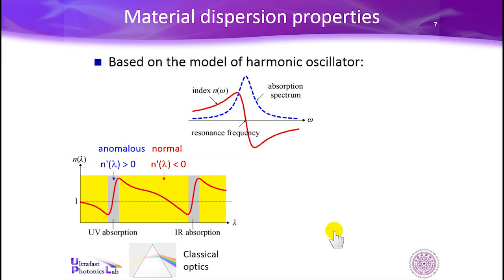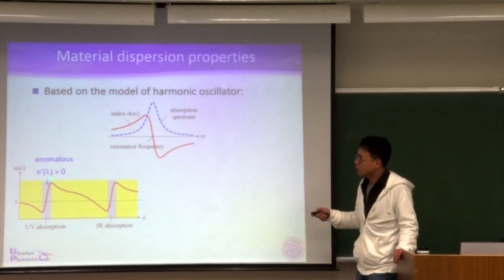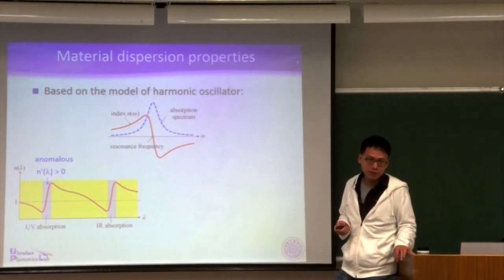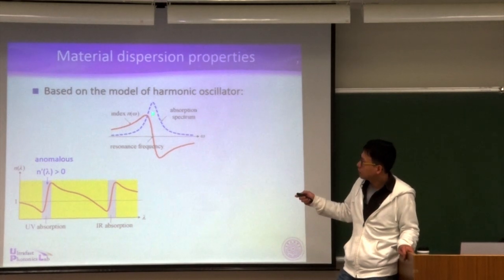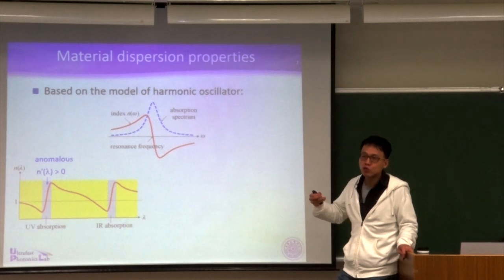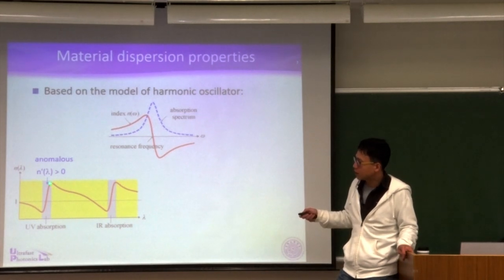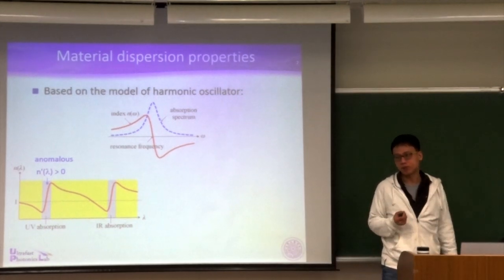And I used two background colors to identify two different regions. Say, around the gray shaded area, you have a positive slope, right? It refers to anomalous dispersion, just like here. Around the absorption peak, your index of refraction appears anomalously or unusually, because typically you are working with transparent regions. So here you got very different characteristics, anomalous dispersion, characterized by positive slope of the index of refraction spectrum.